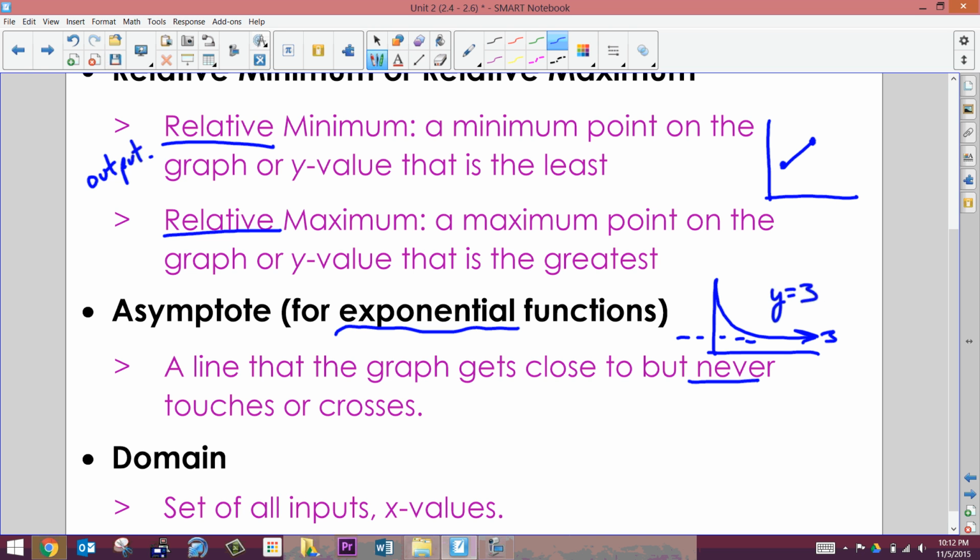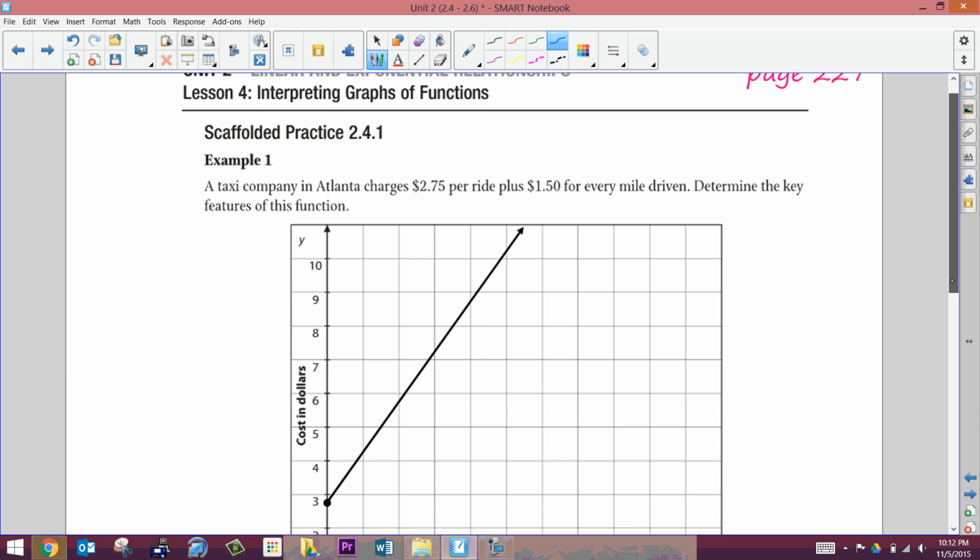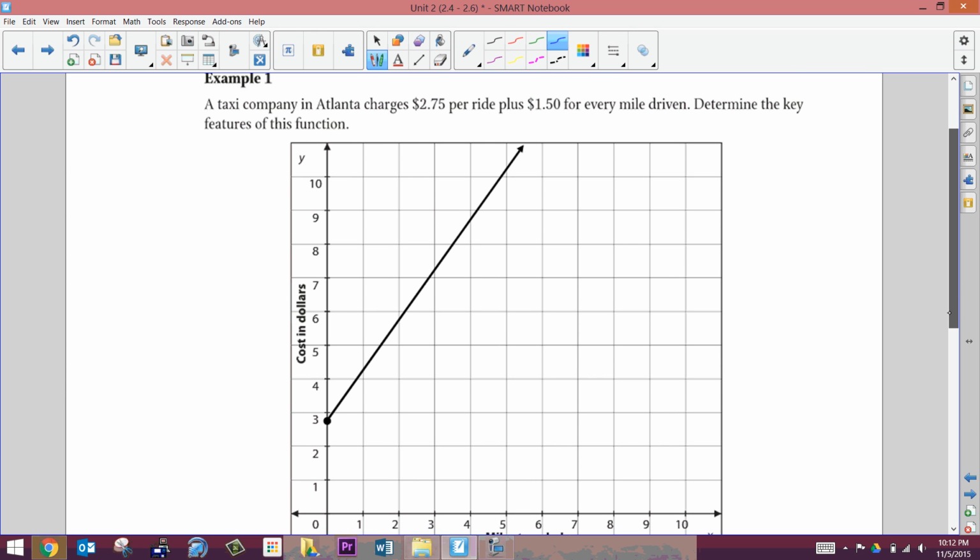Okay, and domain, we talked about, we always show it as either a list of numbers or an inequality, and it has to do with what x values are important on the graph. So we're going to quickly look at two examples here. The first one is a linear example. It's a taxi cab company that's charging so much for a ride and another $1.50 for every mile. So this graph represents the cost for one ride.